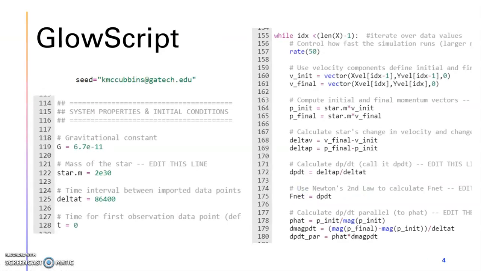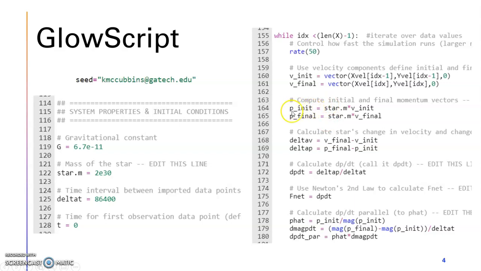So this is some of my GlowScript. You can see my email right there for the seed. The gravitational constant and mass of the star were given. This is the amount of minutes per day. And these are the formulas from the last slide, reiterated in a coding-friendly way.